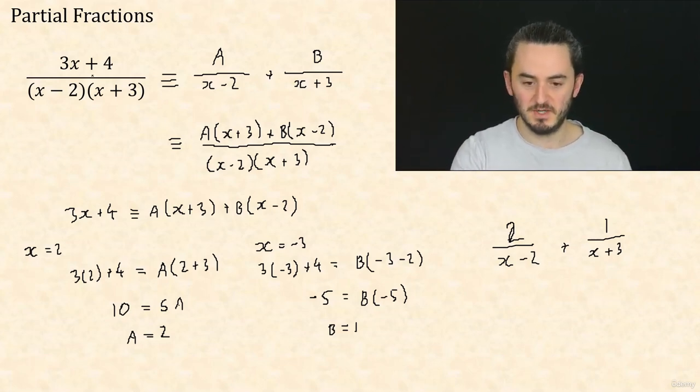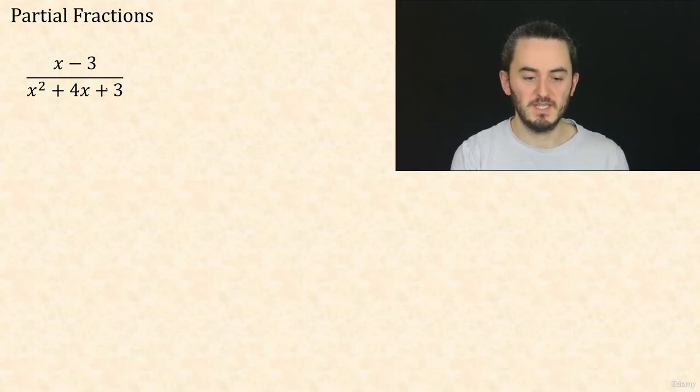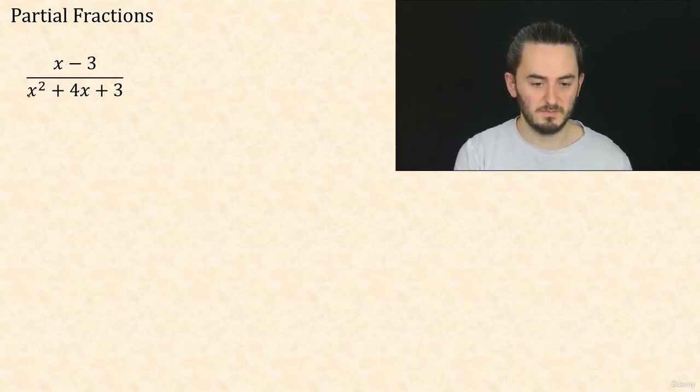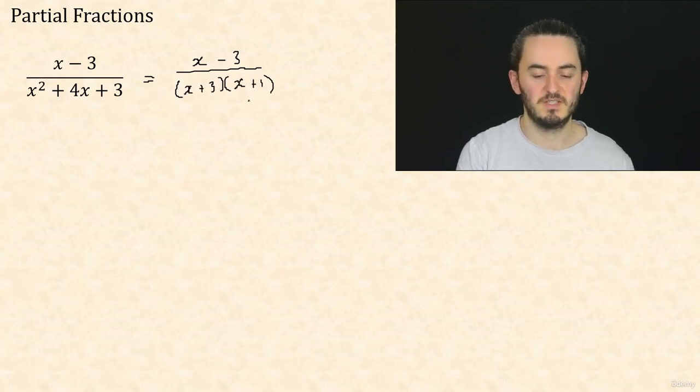Let's have a look at another example here. All right, so in this one, the difference here is that, well, I haven't got a factorised denominator, but that's no problem. I can just do that myself. So if I factorise the denominator, it gives me x minus 3 over x plus 3, x plus 1. So it's important to do this because, as we saw in the very first example, we know that our partial fractions will have the same denominators, just one in each one.